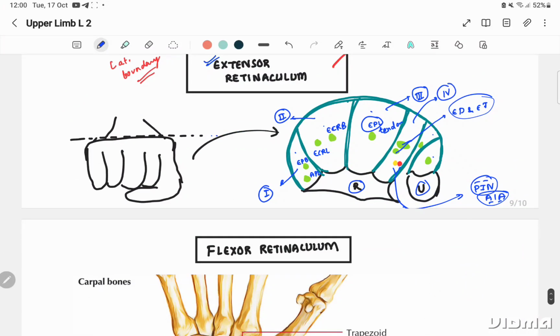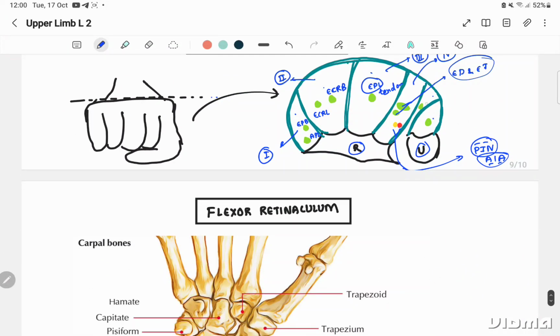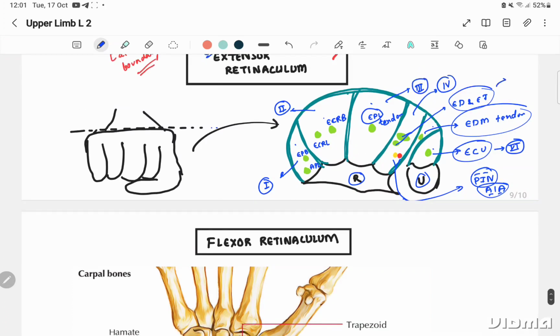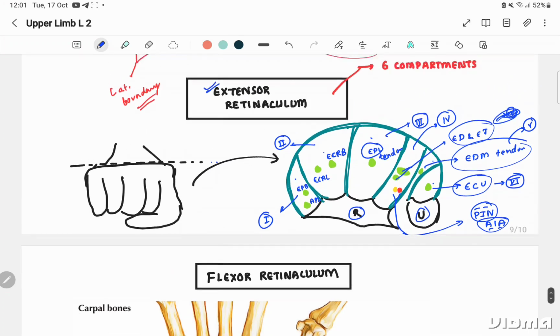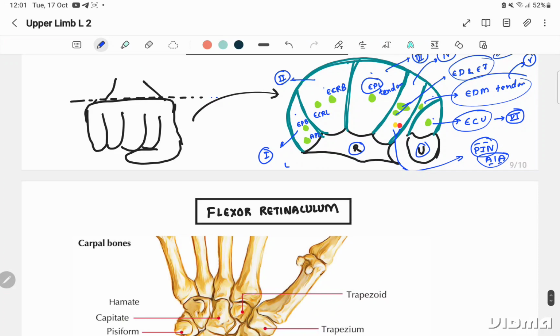Okay. In the fourth compartment we have the extensor digitorum minimi tendon, and in the fifth compartment we have the extensor carpi ulnaris tendon, ECU, in the sixth compartment. Okay, this EDM tendon is in the fifth and ECU is in the sixth. So these are the compartments of the extensor retinaculum. And this is the lateral side and this is the medial side.